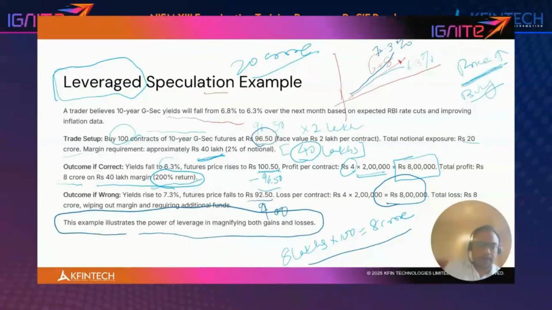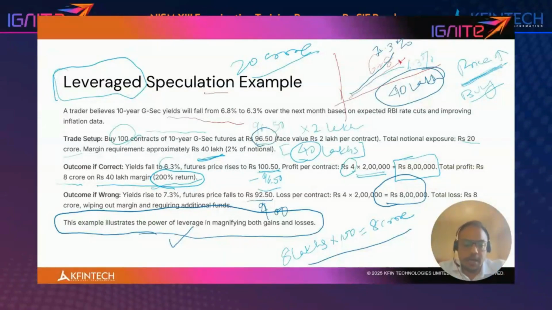The above example illustrates the power of leverage. By executing only a 40 lakh margin contract, you are exposed to an 8 crore profit or loss. So the idea over here is to understand that you can have a leveraged, magnified profit in case the trade moves in your direction. But if it does not, then there is a magnified loss also because of the leverage.